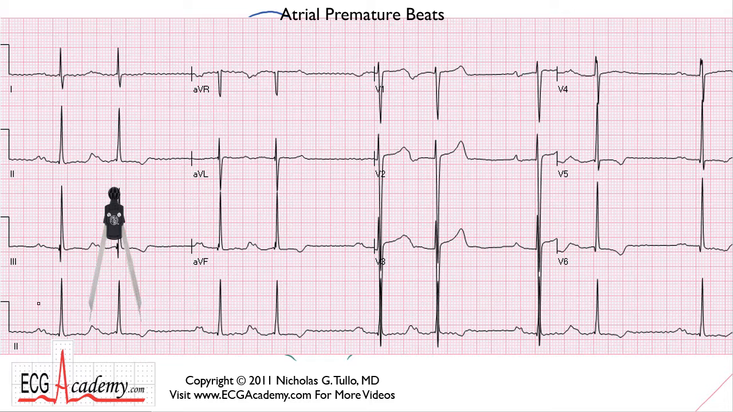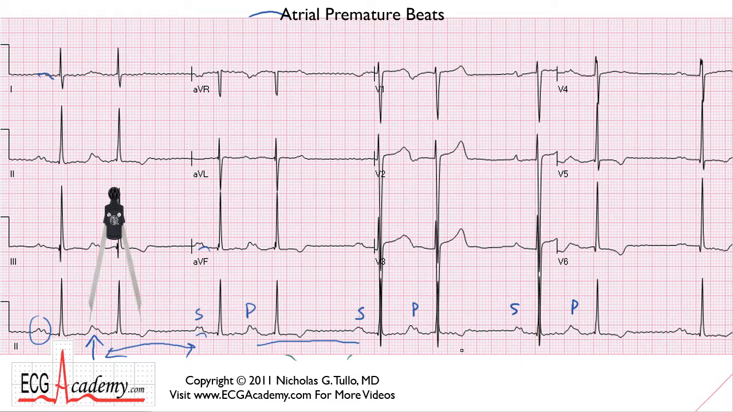What's happening is that this is a sinus P wave. It's up in 1 and it's up in AVF. And then you have a premature beat that occurs and then a compensatory pause. And then another sinus P wave, a premature beat, and then a compensatory pause. And it keeps repeating with a sinus and then a premature beat, and a sinus and a premature beat.